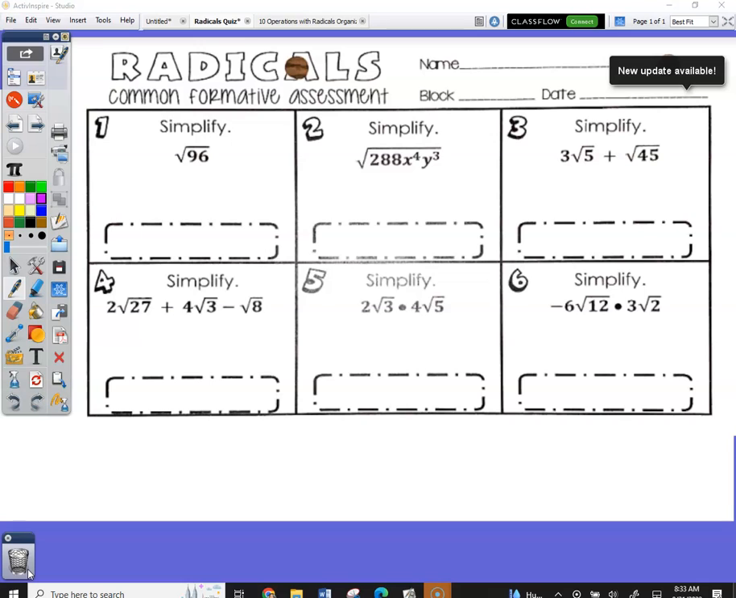Okay, this paper is a good little refresher of square roots, properties of square roots. You've got simplifying just numbers, simplifying numbers and variables. You have adding and subtracting, and then you have multiplying. This was kind of the intensity of multiplying I was expecting. I would have liked some variables in there, but we will practice a few with some variables.